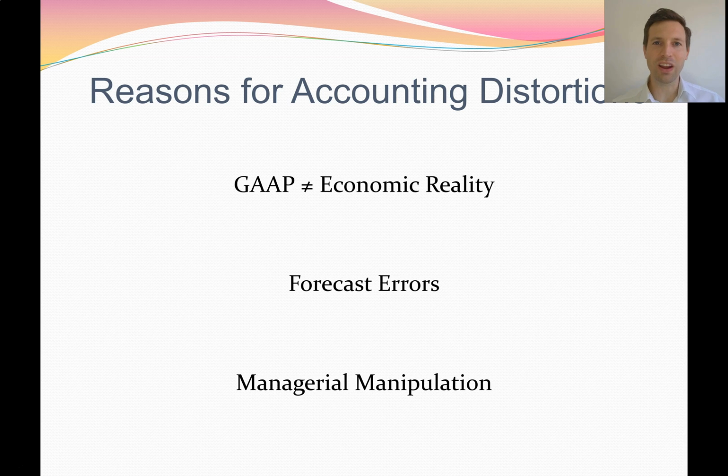So in this video, we're going to discuss different reasons for accounting distortions and why sometimes accounting quality can be poor. So we've got 3 reasons we're going to go through. The first one is when GAAP is not equal to economic reality. GAAP stands for Generally Accepted Accounting Principles. We can have forecast errors, and we can also have managerial manipulation. So let's look at each of these 3 categories.